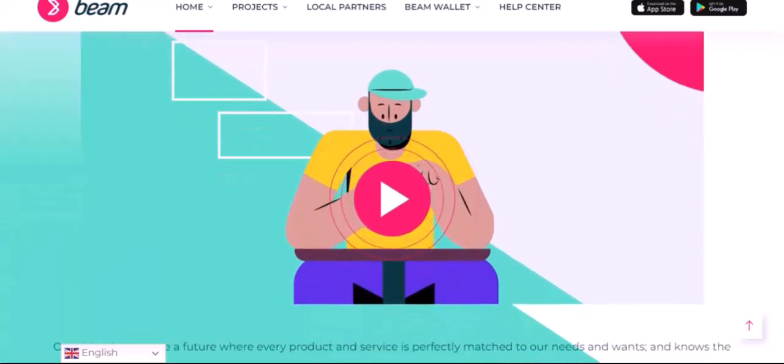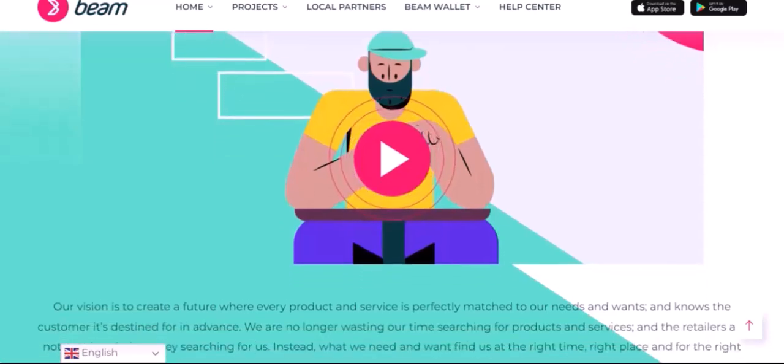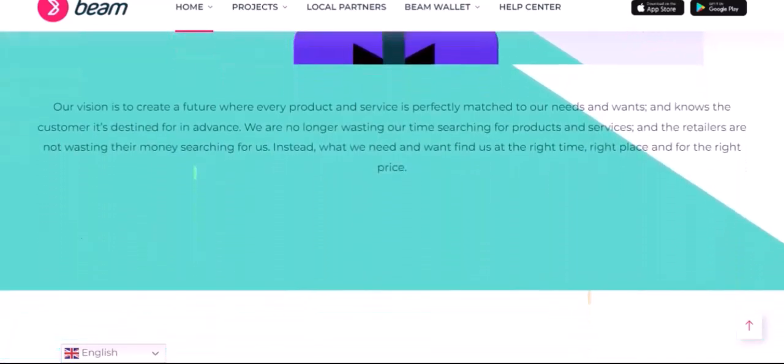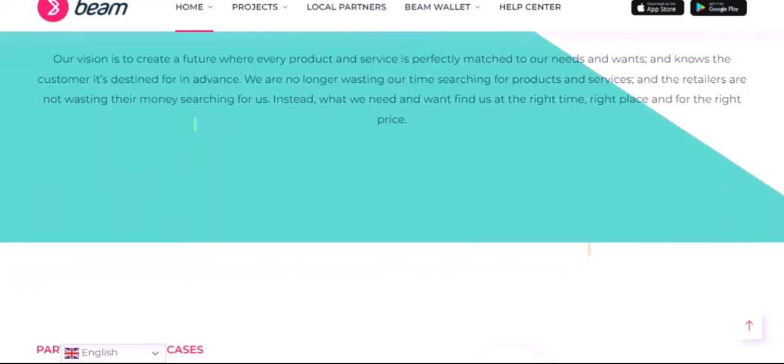Exploring the benefits of Beam. But what does this mean for you? Well, operating on its own currency gives Beam several key advantages. Enhanced privacy. As mentioned earlier, Beam's focus on privacy is unparalleled. By using Beam within its own ecosystem, you maximize your anonymity and minimize your digital footprint.